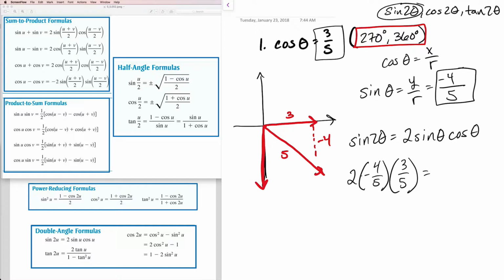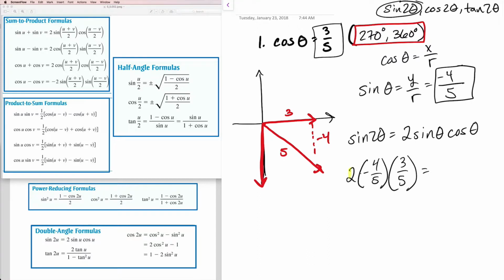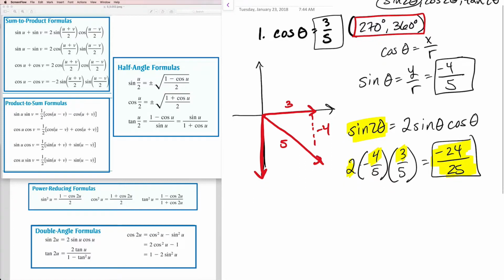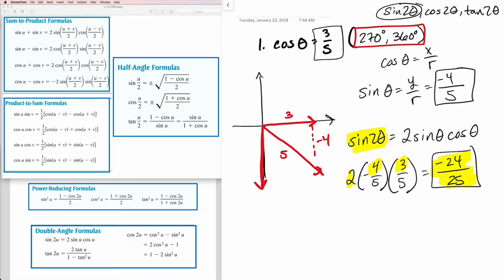Okay, and then just do the arithmetic with that. So that's 2 times negative 4 times 3, that's negative 8, that's negative 24, all over 25. And there it is. There is my value for sine 2 theta. So the next thing I want to find is cosine 2 theta. Let me erase this part here. Don't really need that.